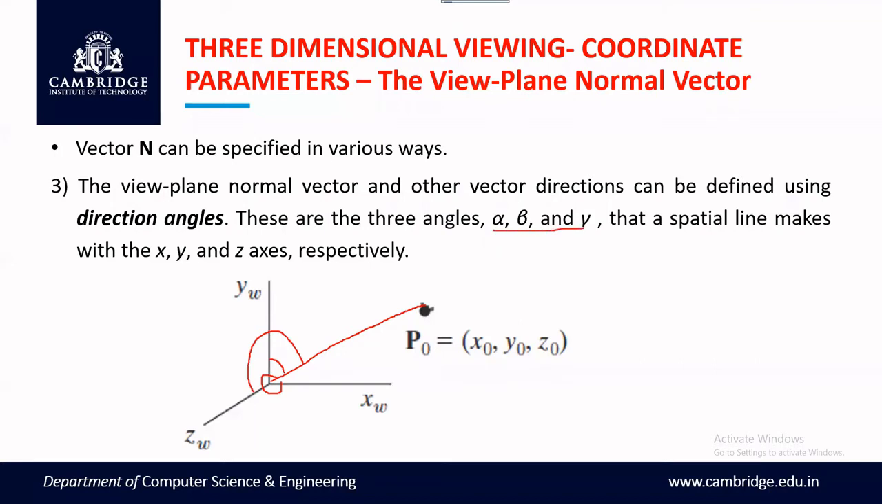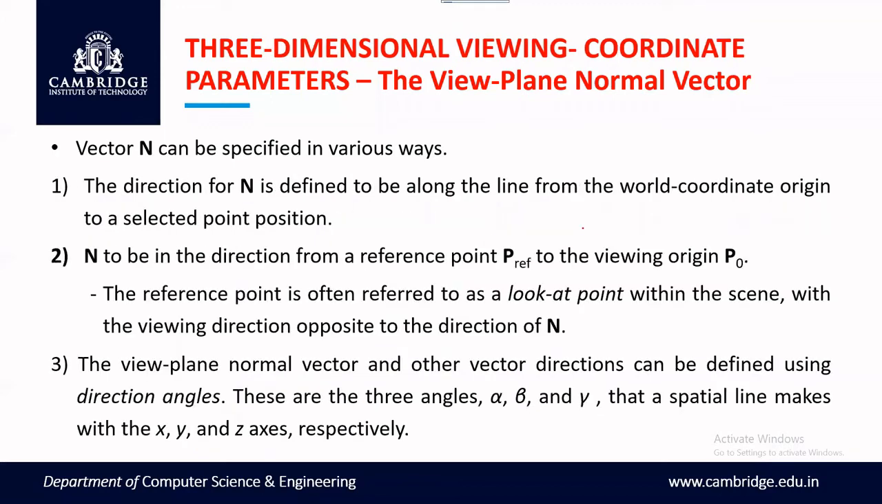The normal vector can also be defined by these angles that this line makes with the respective axes. So we have three ways of defining the normal vector. One, the direction along the line from the world coordinate origin to the selected point position, that is P naught. The next is from the reference point P ref to the viewing origin. And the third is by the direction angles.